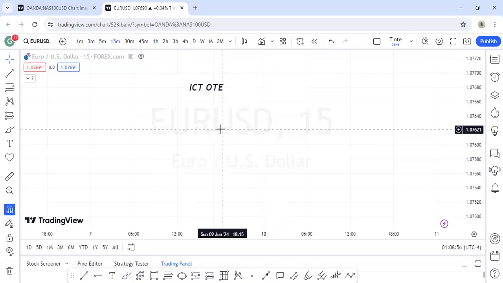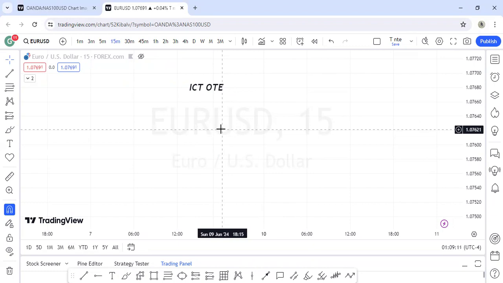This particular trading strategy you can choose to trade alone, without trading anything else. You don't need other blocks here. You don't need breakers. You don't need all those things. All you're using is the ICT OTE.